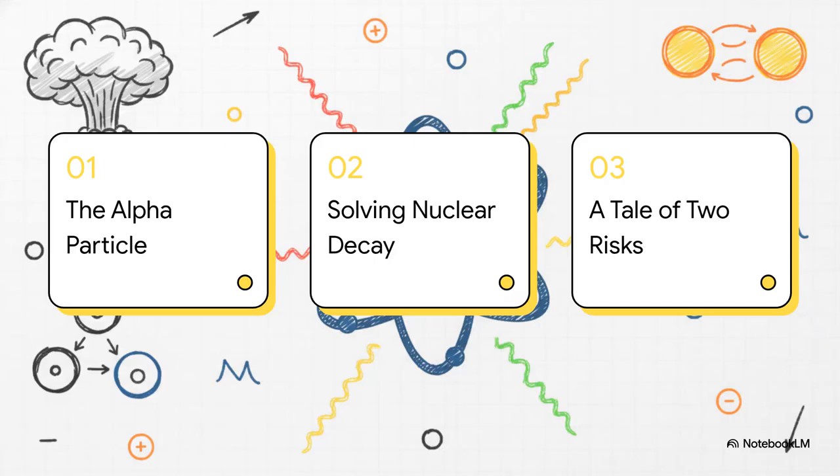First up, we'll figure out exactly what an alpha particle is. Then we'll move on to balancing a nuclear equation, which is actually kind of fun. And we'll finish up by comparing two very different types of radiation risk. All right, let's jump right in.